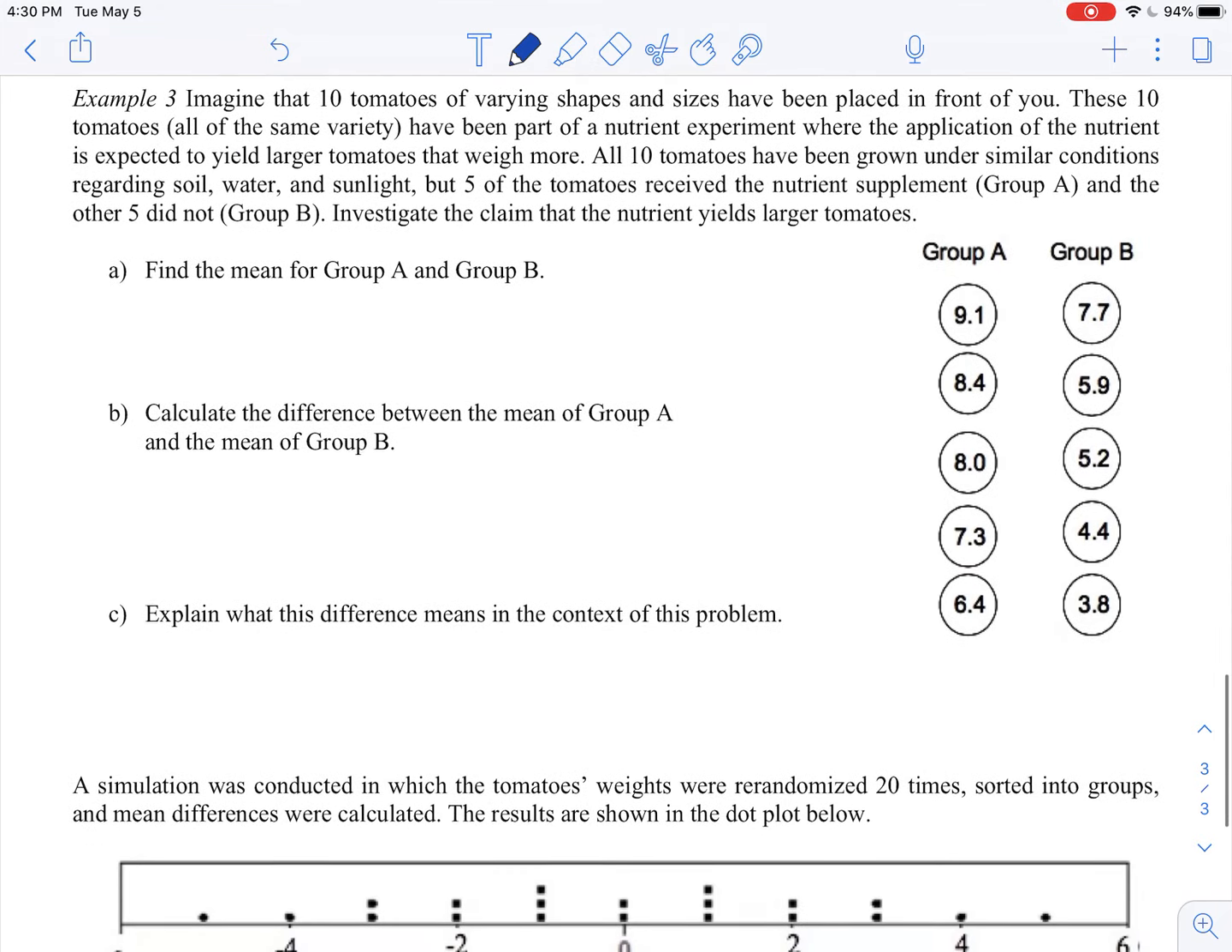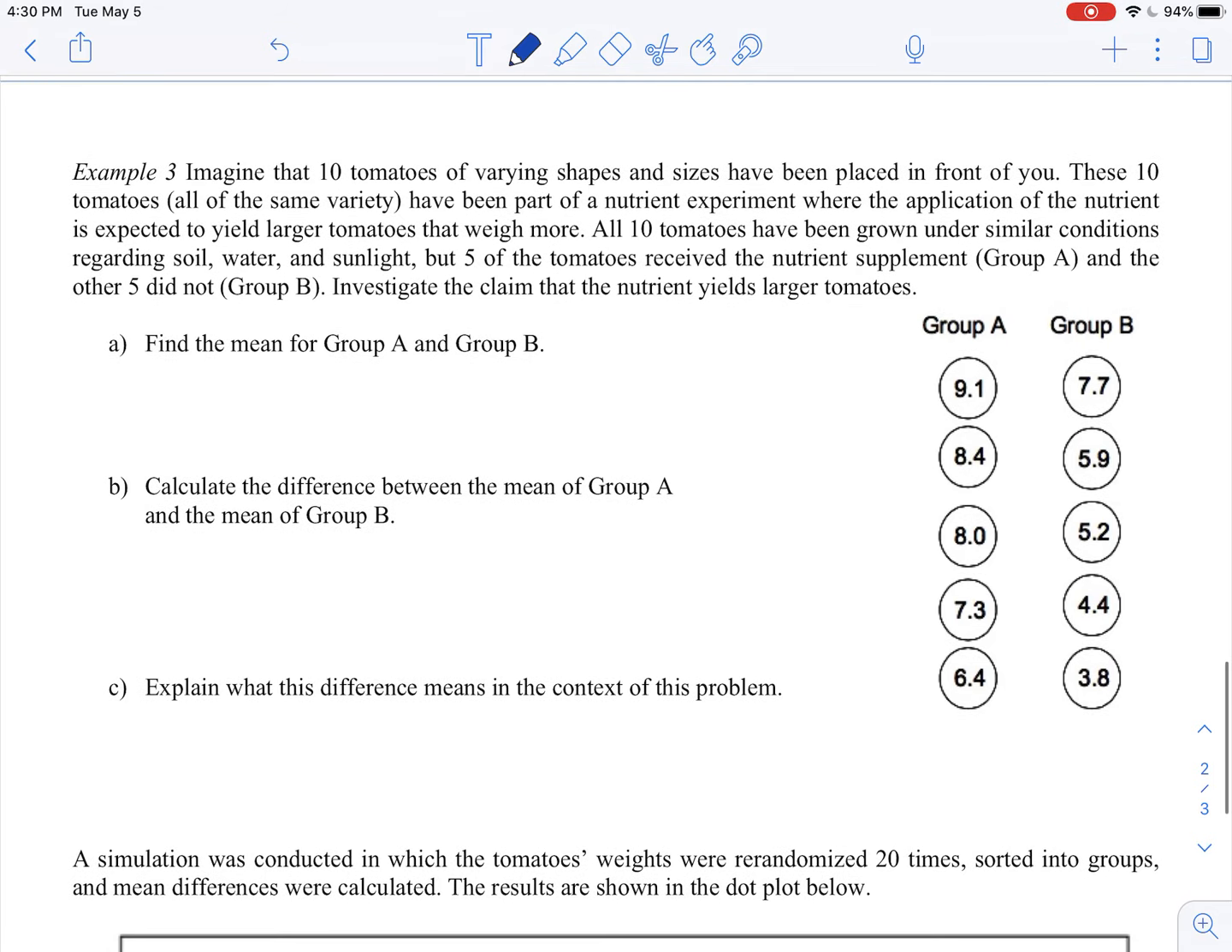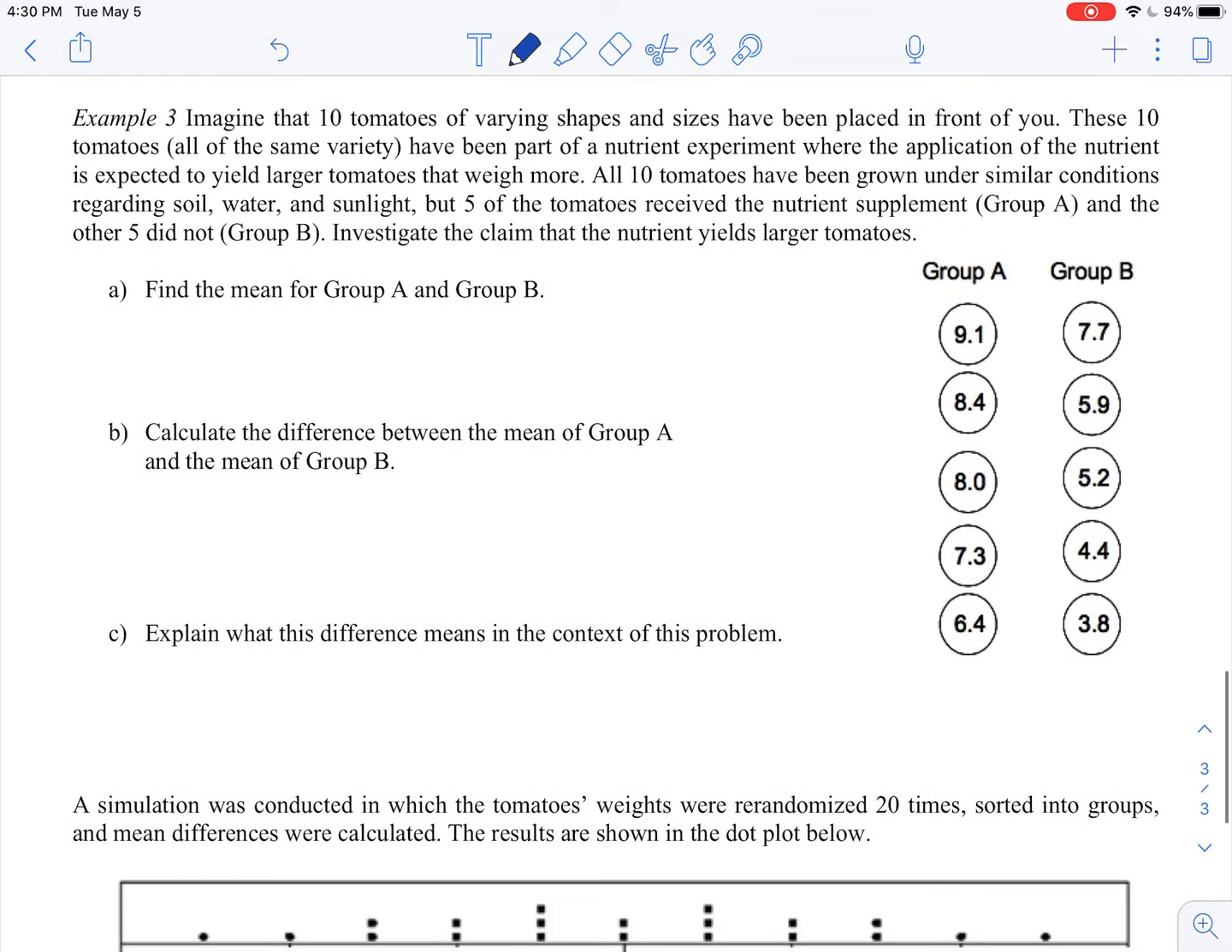Okay, so let's do one more example. We took a look at example number 3. In this case, you actually have to calculate the mean first. It says, imagine 10 tomatoes of varying shapes and sizes are placed in front of you. So you have 10 random tomatoes. You break these tomatoes into 2 random groups, and you test to see if one nutrient creates larger tomatoes than another. The idea is you're breaking these 10 tomatoes up into totally different random groups.